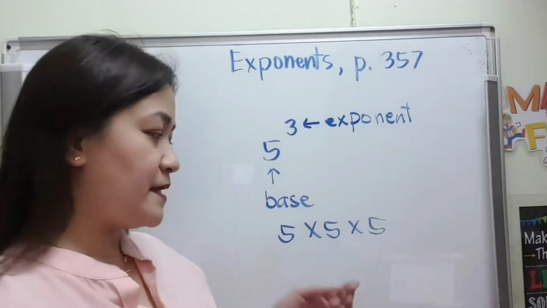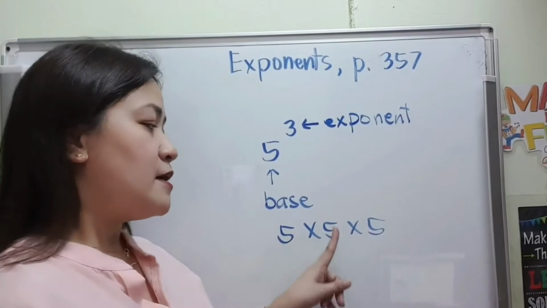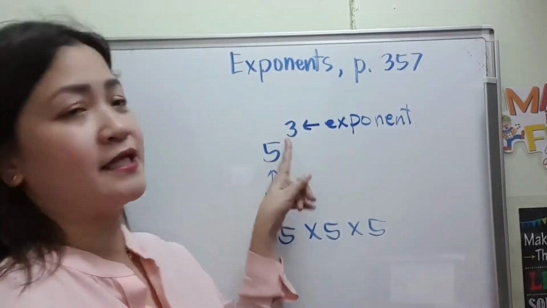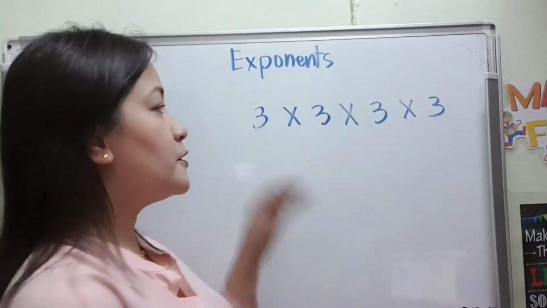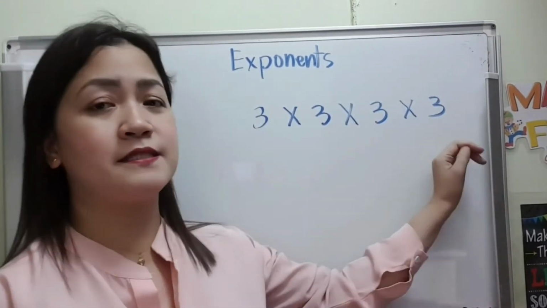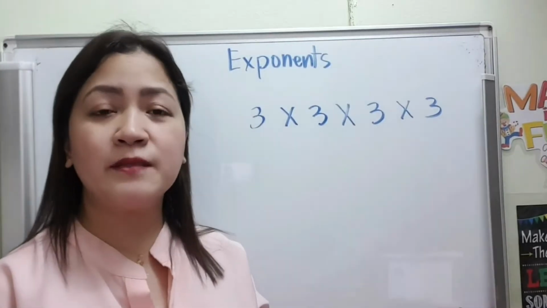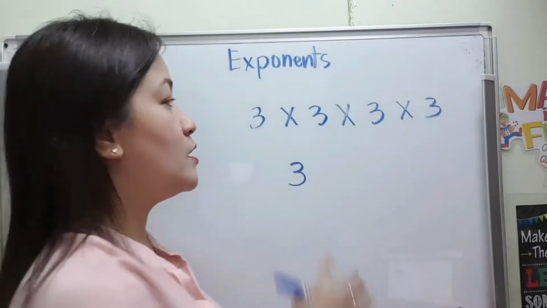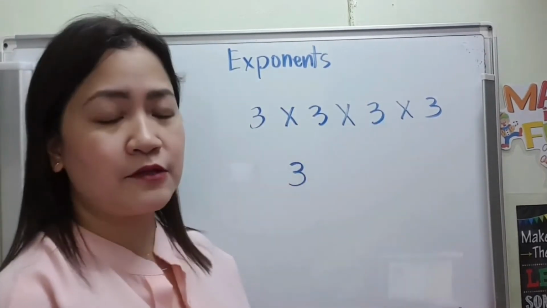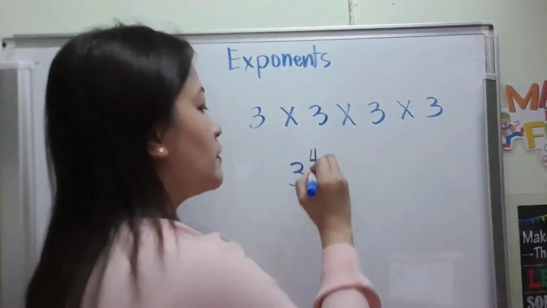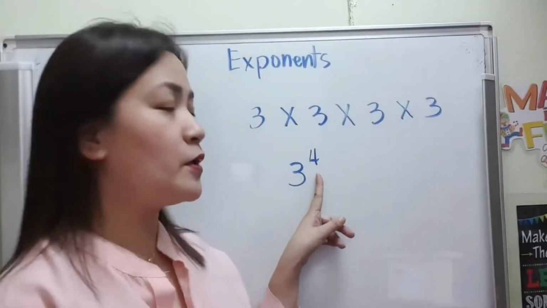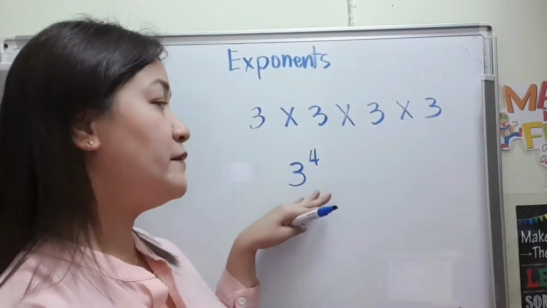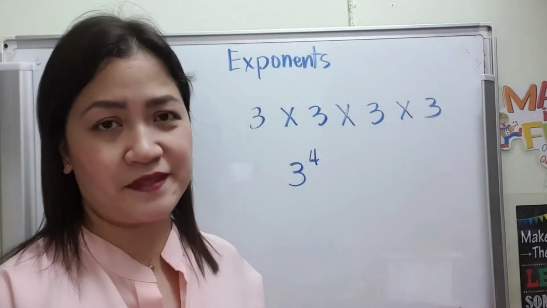So as you can see, the base, which is 5, is repeated as a factor 3 times because the exponent is 3. So in the example, 3 times 3 times 3 times 3, the repeated factor will be the base, and that is 3. And how many times is it repeated? 1, 2, 3, 4. So that will be our exponent. The exponent is written as superscript, or it's a small number a little above the base. And we read this as the 4th power of 3.